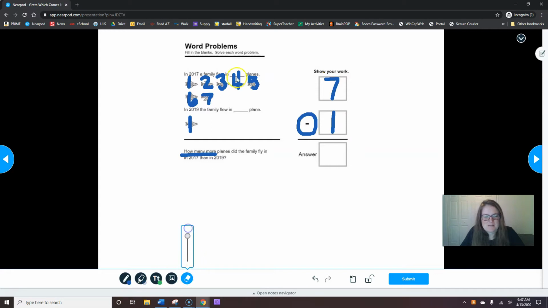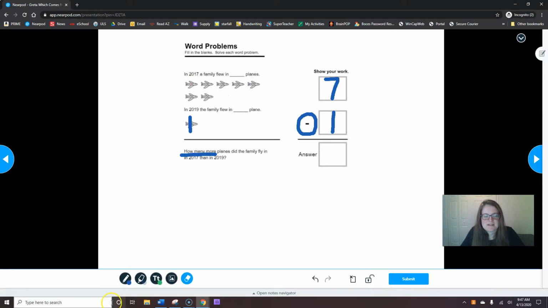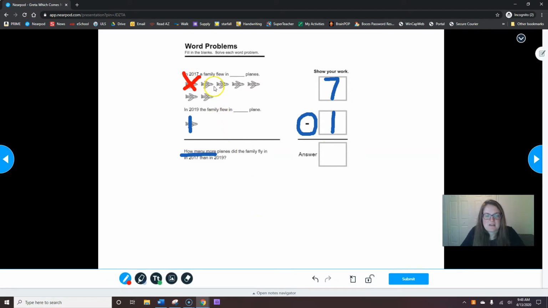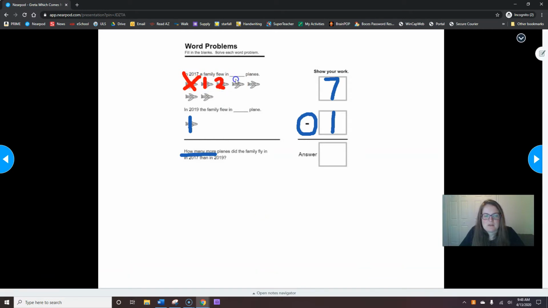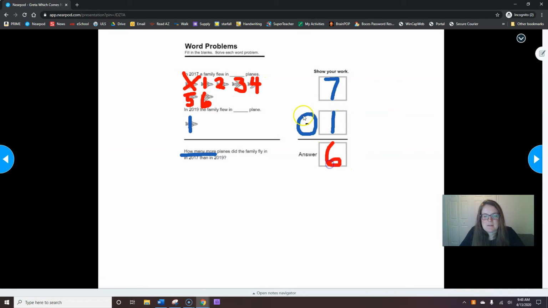And I like to cross them out. Okay. So here I have 7 at the top. I'm taking 1 away, so I'm going to cross 1 out and then see how many are left. So here's the 1 I crossed out. How many are left? 1, 2, 3, 4, 5, 6. Let's count. 1, 2, 3, 4, 5, 6. 7 minus 1 equals 6.